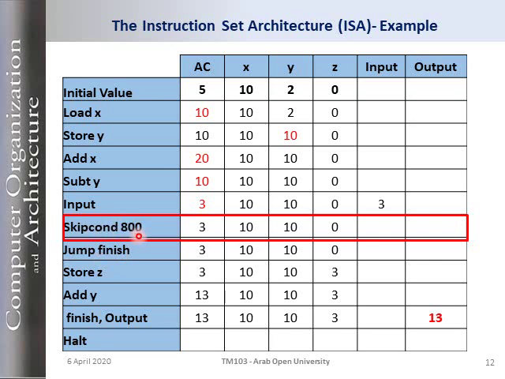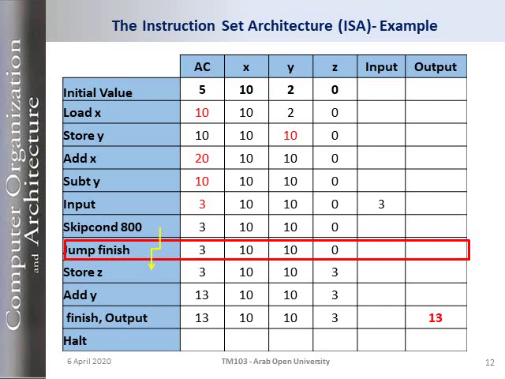Okay, so we will check. Is the accumulator greater than 0? The value there, greater than 0? Yes, it's greater than 0. So we're going to skip the Jump Finish. We're going to Store Z. We will skip this instruction and we will go to Store Z.